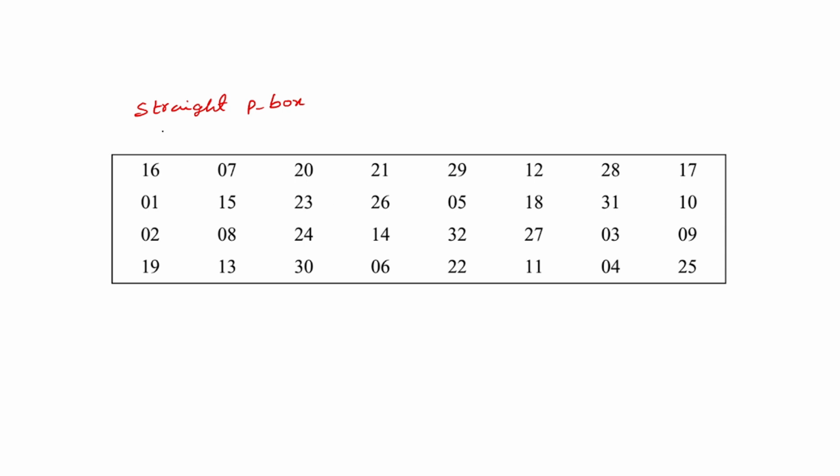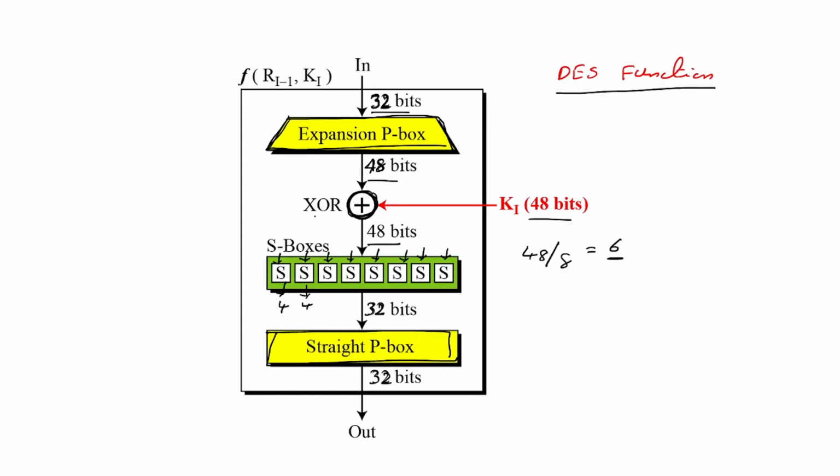So this is the straight P box, 32 bits by 32 bits: 32 bits is the input and 32 bits is the output. All these values are predetermined. The 16th bit will become the first bit, the 7th bit will become the second bit, the 28th bit will become the third bit. Like this we need to follow this table blindly. So this is about the DES function.